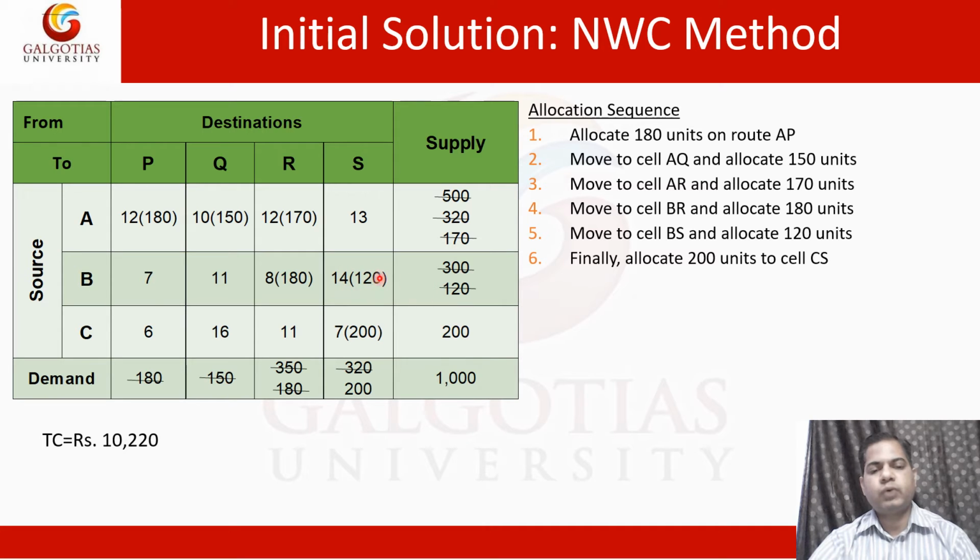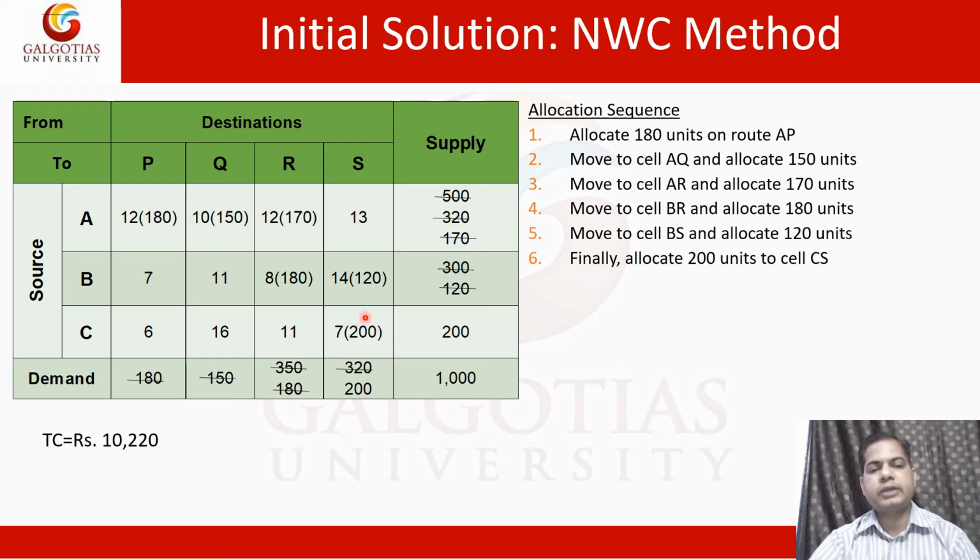Now this 120 can be given at B to S, because this is the left uppermost corner of this table. So we give 120 units at this place. After this, the supply of B is over, but the demand of S remains 200. Now at the last point, the demand of S is 200, and the supply from C is also 200.